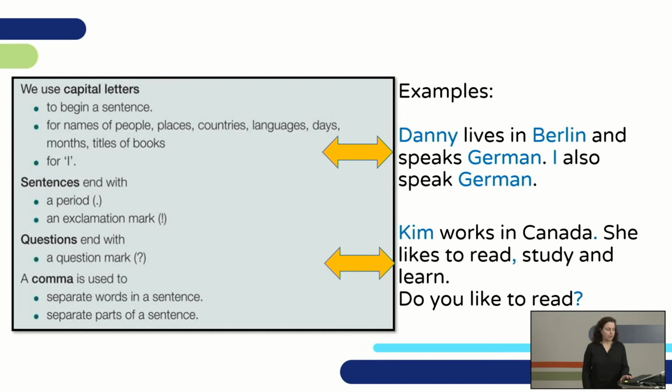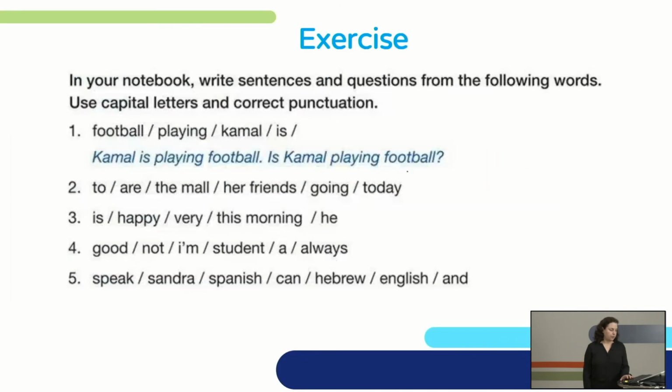Kim is the name of a girl. That is why the K is capitalized. She likes to read, study, and learn. Do you like to read? She likes to read, comma, study, and learn, period. These two verbs are separated by a comma. You must separate them. Do you like to read? And there is a question mark at the end.